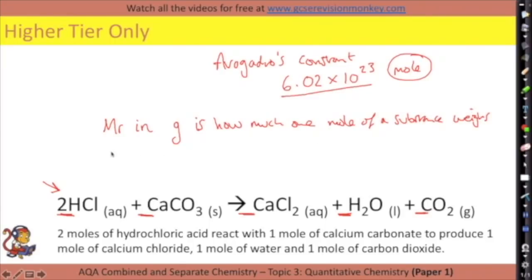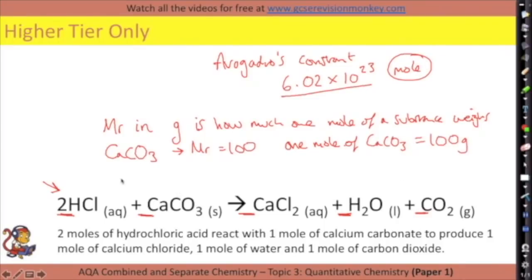For example, the relative formula mass of calcium carbonate from the previous slide we worked out as 100. So it has a relative formula mass of 100, so 1 mole of calcium carbonate would equal 100 grams. Whereas water, we said, has a relative formula mass of 18. So 1 mole of water would weigh 18 grams.